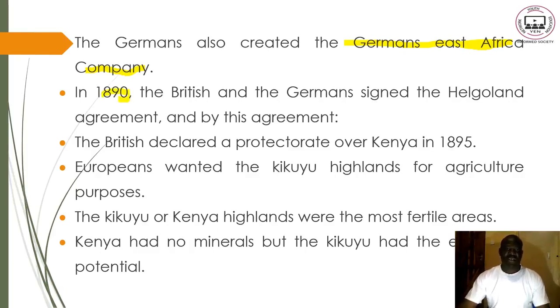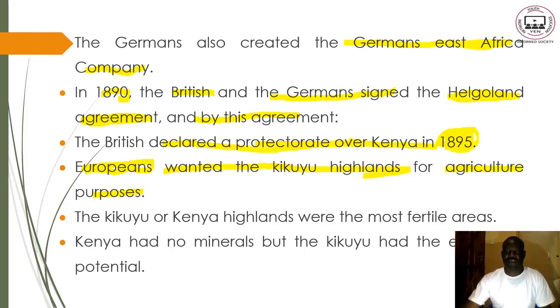In 1890, the British and the Germans signed what was called the Helgoland Agreement. By this agreement, the British declared a protectorate over Kenya in 1895. By that agreement, the British took over Kenya. The Europeans wanted the Kikuyu highlands for agricultural purposes. So take note of this year, 1895, when the British declared Kenya a British protectorate after the Helgoland Agreement, whereby Germany got Tanzania and the British got Kenya.